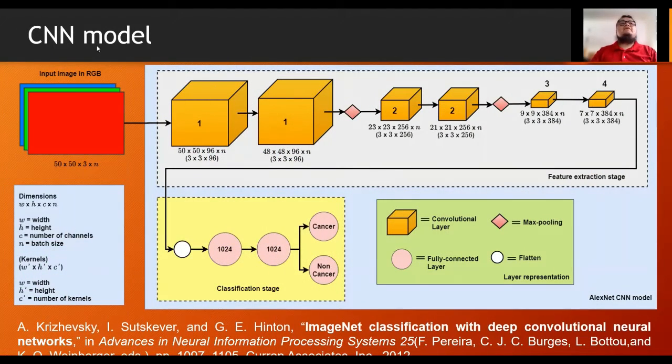The neural network that we used is the AlexNet model presented by Krizhevsky. This CNN model comes with two stages. The first one is the feature extraction stage, in which we extract features from the RGB image. And the classification stage, the final stage of the CNN, in which we obtain two classes: whether the image contains cancer or not.